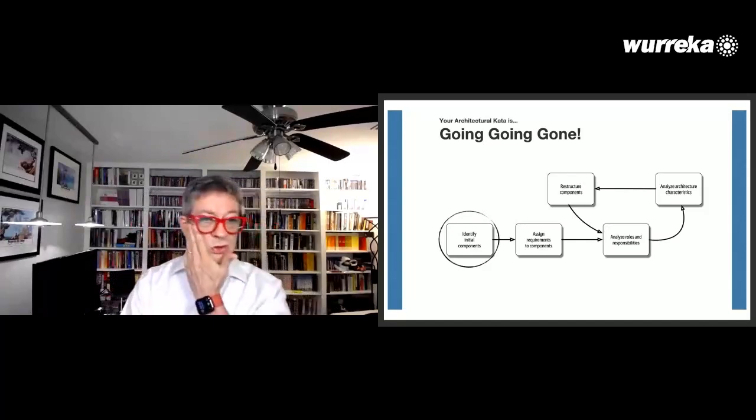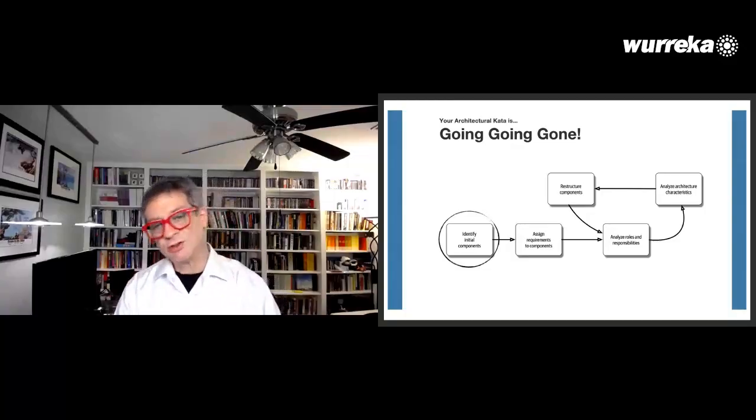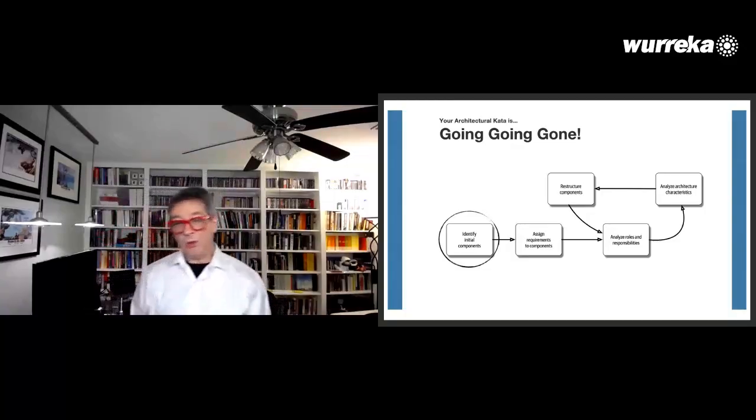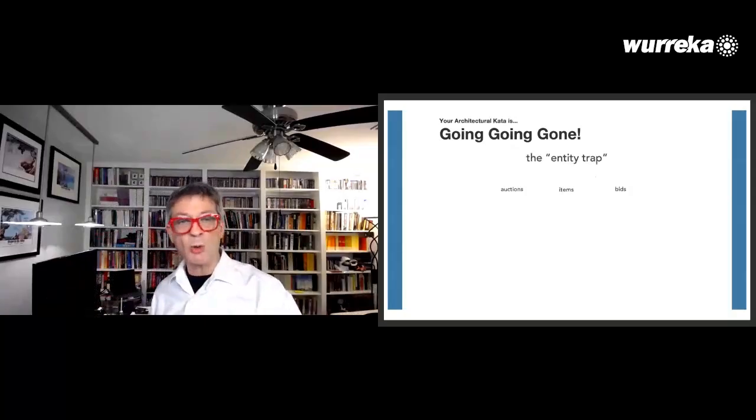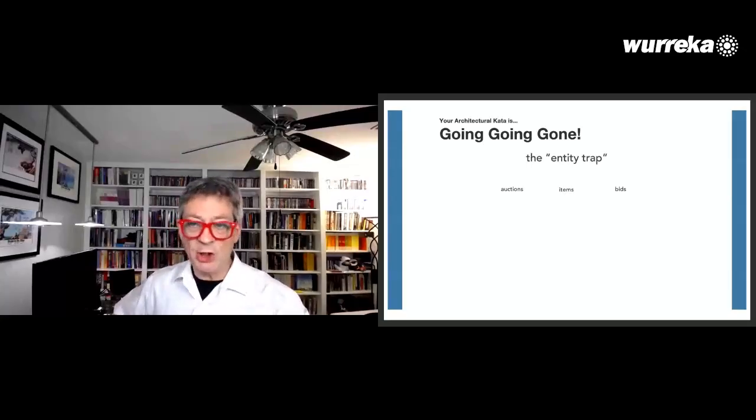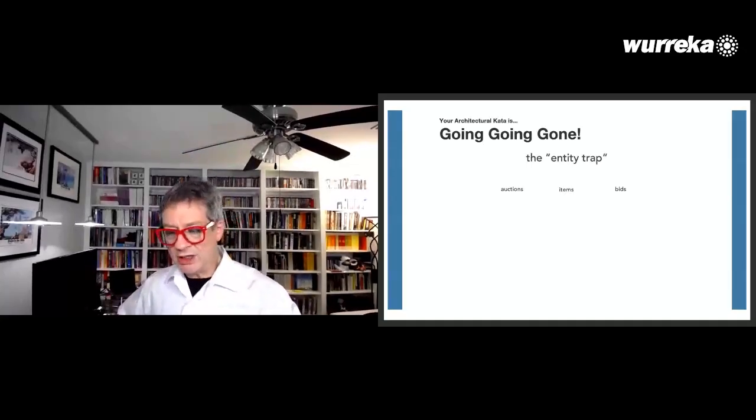So let's identify initial core components for our system. Now, we have nothing so far. We have a problem domain, which is about auctions. That's all we really have. And so one of the things we're going to have to do is define some components. And one of the easy traps to fall into that you should definitely try to avoid is one that Mark and I refer to as the entity trap.